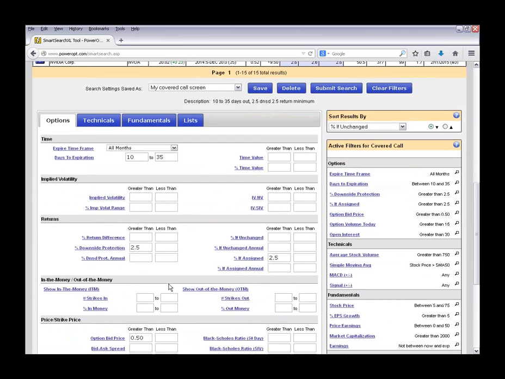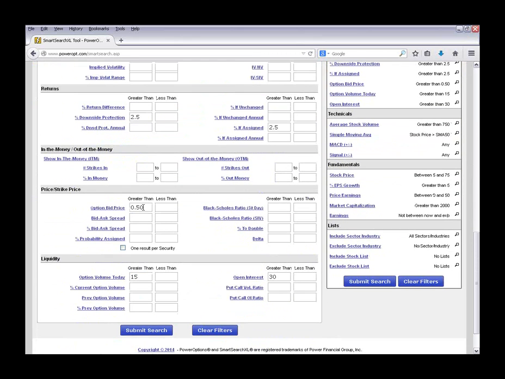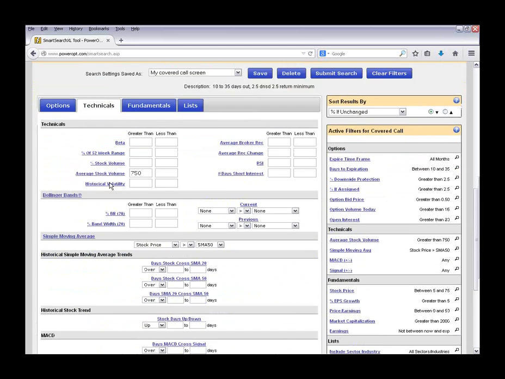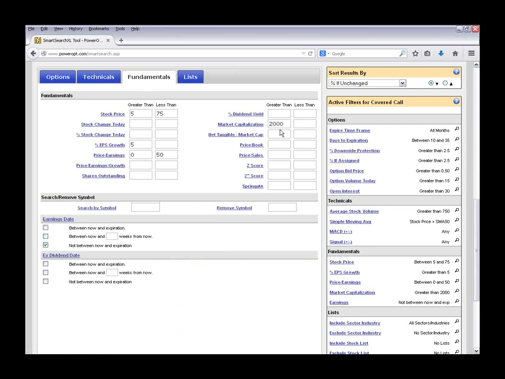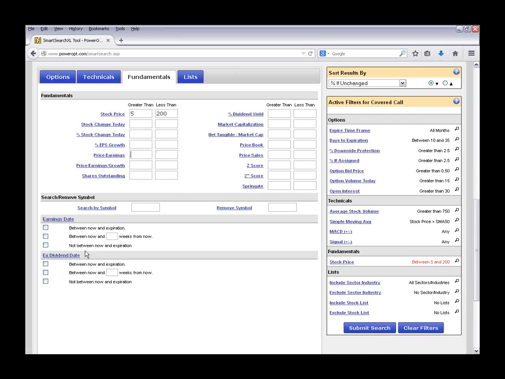Now, let me keep the same criteria here for the months to expiration, minimum downside of 2.5%, bid price of 50 cents, volume and open interest. But I'm going to go with technicals. I'm going to keep the stock volume and I'm going to keep the stock trading above the 50-day moving average. But for the fundamentals, let's just take out the mid to large cap. Let's bump up the stock price for $5 to $200. We'll take out the earnings per share growth. We're going to take out the PE ratio. And I'm also going to take out that checkbox for earnings date.